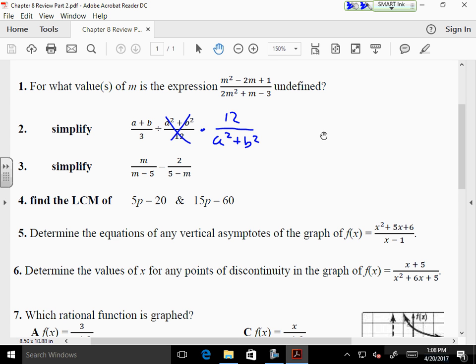So the 12 and the 3 can reduce each other to 4 and 1, but the a plus b and the a squared plus b squared can't reduce each other, so it ends up being 4a plus 4b over a squared plus b squared. They look like they would have something in common, but they don't.